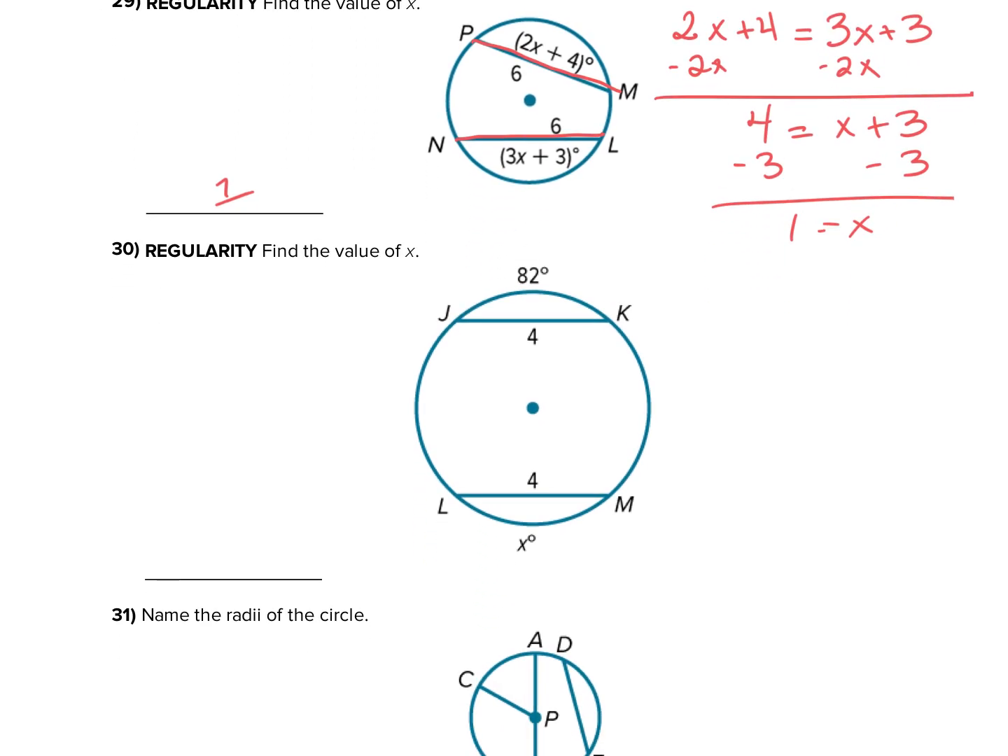Again, you'll notice the two chords are congruent. JK is 4, LM is 4. So that means the arcs are also congruent. JK is 82, LM is also 82. Okay? That's why I didn't spend a lot of time on this in our circle notes, because basically everything's equal to each other or cut in half if you have a bisector.